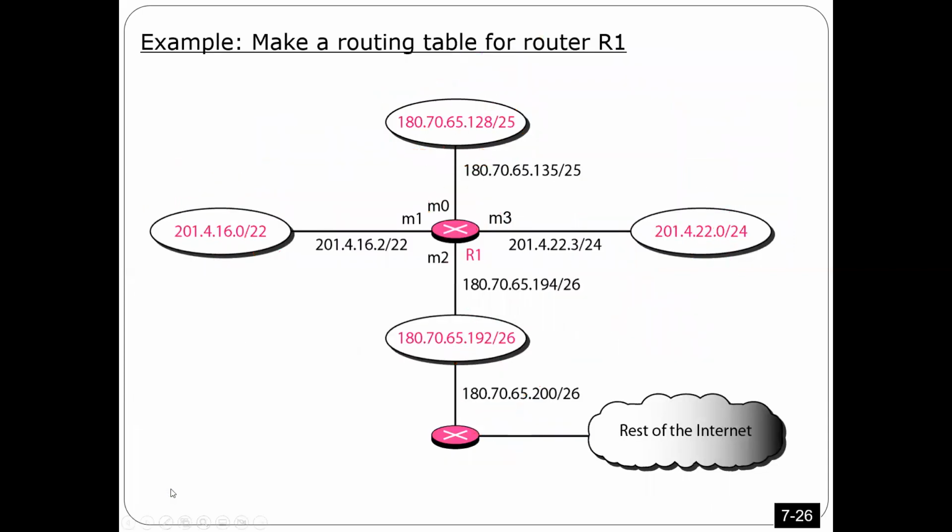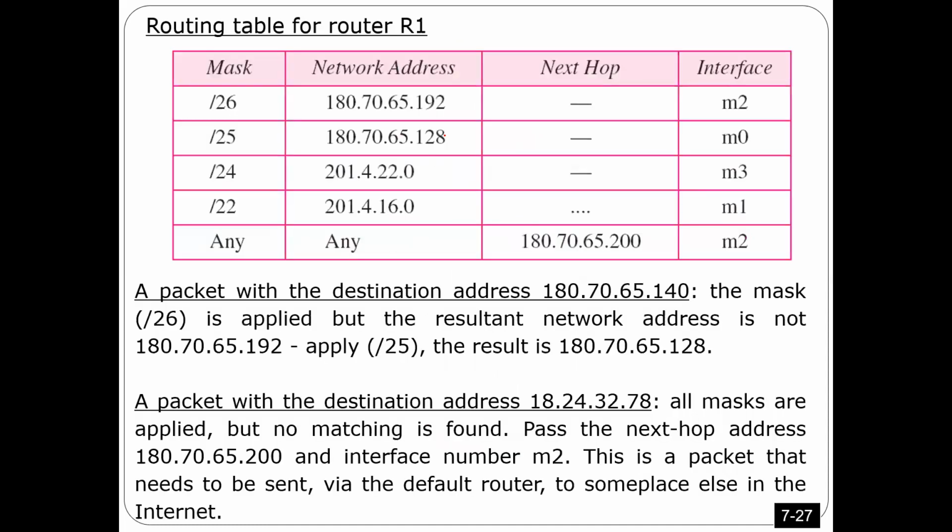First of all, you have M0 here. M0 is connected to one network here, as you see. In order to forward the packet to here, when I apply this mask, I should get this address. Very simple, right? This is exactly what I did here. So for M0, when you apply this mask, you should get this address. If this happens, you have to send it through M0.